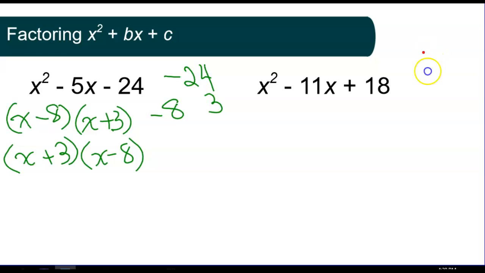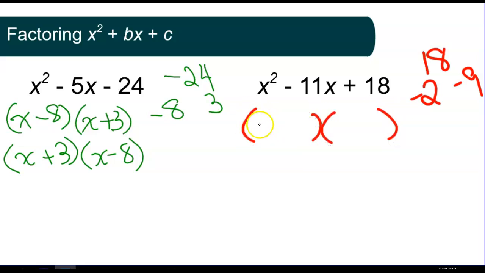I've got positive 18 as my constant. What's going to give me positive 18 when I multiply, and when I add it together, I get a negative 11? Well, if I multiply negative 2 times negative 9 together, I get positive 18. And when I add those together, I get negative 11. So x minus 2, x minus 9.